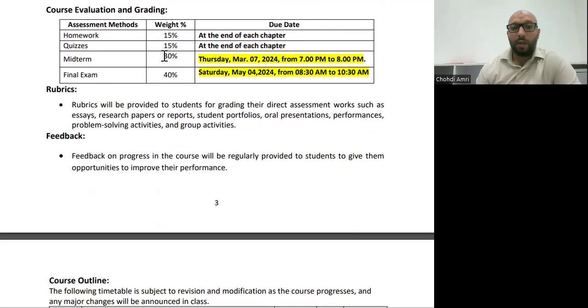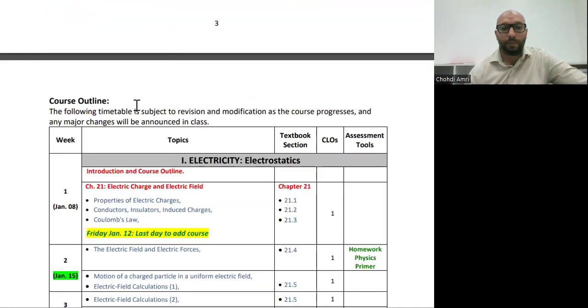Regarding the midterm, the grade of the midterm will be 30%. Our midterm will be on the 7th of March, 2024, from 7 p.m. to 8 p.m. The final exam will be 40%, on the 4th of May, 2024, from 8:30 a.m. to 10:30 a.m. So you see here that we have 1 hour for the midterm and 2 hours for the final exam.